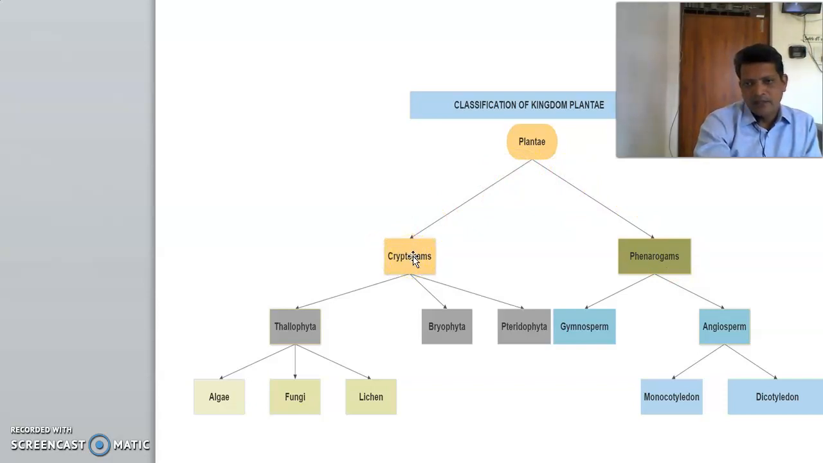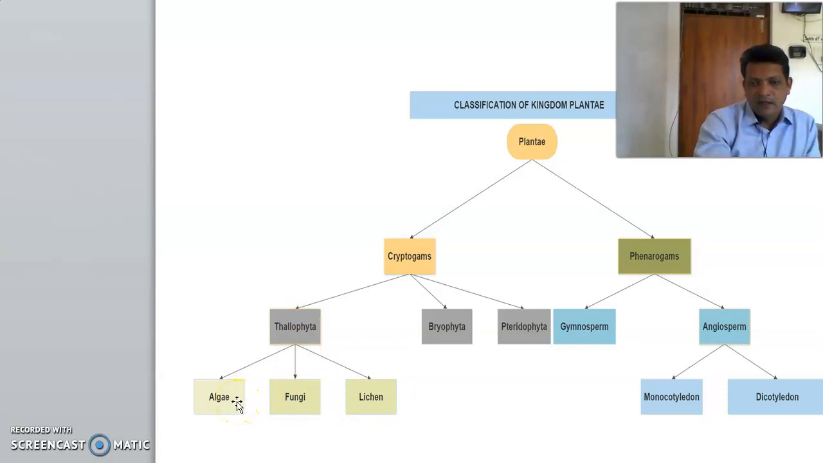Cryptogams you have studied in your previous semesters, right? Cryptogams are again divided into thallophyta, bryophyta, and pteridophyta. You studied bryophyta and pteridophyta in second semester, and thallophyta is again divided into algae, fungi, and lichens. Cryptogams have a very simple body structure, particularly thallophyta. Why are they called thallophyta? Because their body is thallus-bearing and not differentiated into root, stem, and leaves.